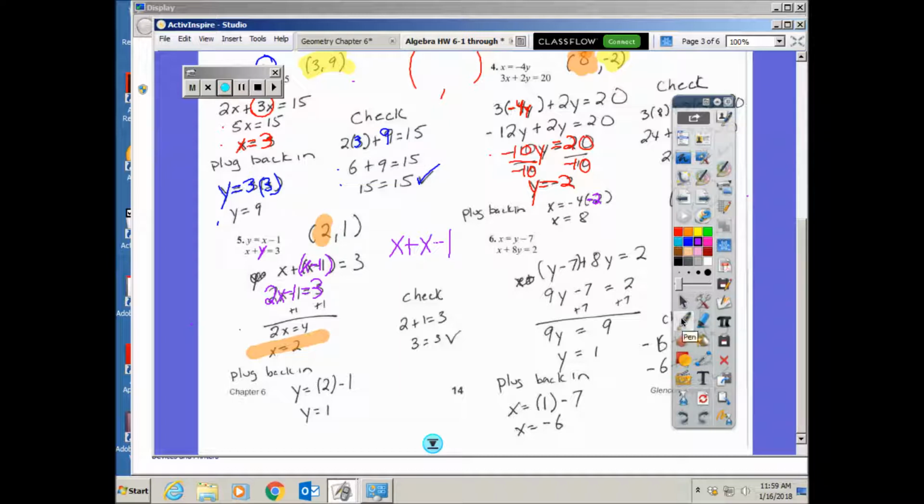So now, same thing I did before, I plug it back in. If y equals x minus 1, and x is equal to 2, I substituted this 2 back in for x, and 2 minus 1 is 1. Now I'm going to check my work. Okay? 2 for x, 1 for y, so 2 plus 1 equals 3. Does 2 plus 1 equal 3? Yes.